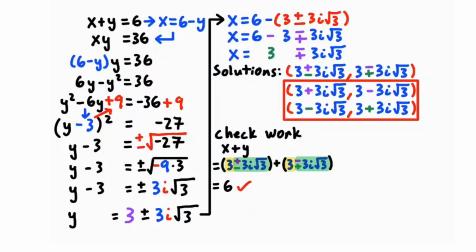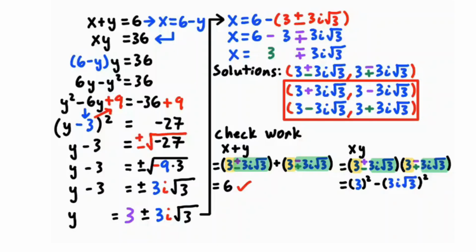What about x times y? Does that equal 36? Well, we're multiplying two conjugates together. So when you multiply two conjugates together, you get a difference of two squares, which will involve the 3 and a 3i root 3. So we have 3 squared minus (3i root 3) quantity squared. That simplifies to 9 minus 9 times -1 times 3, simplified to 9 plus 27, so it's equal to 36. So x times y is equal to 36. So we've checked the work and we made sure that it is valid.